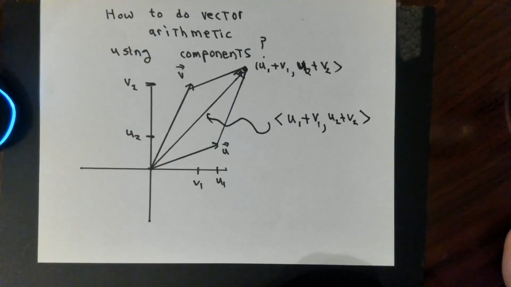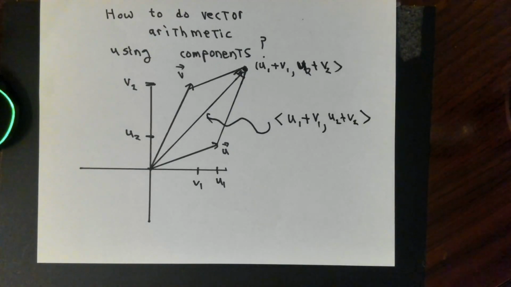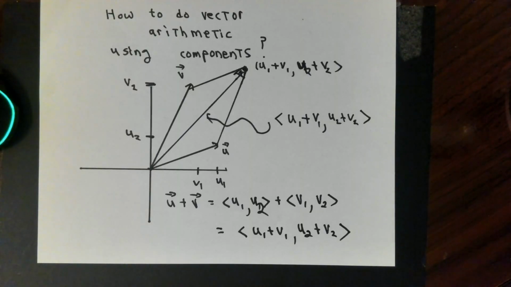Looking at this, I don't feel too bad now about our definition for addition in terms of the parallelogram. If u and v are vectors, then the following equation is true. So if I have the component form for two vectors, and then I want to find the sum of the two vectors, then this is an easy thing to do.